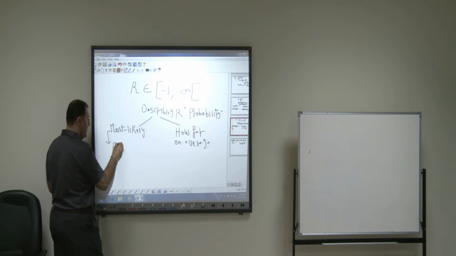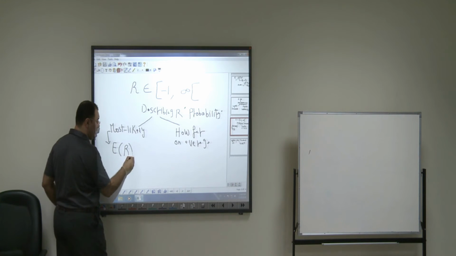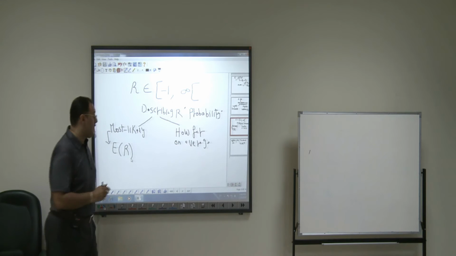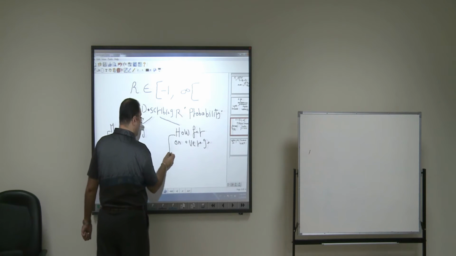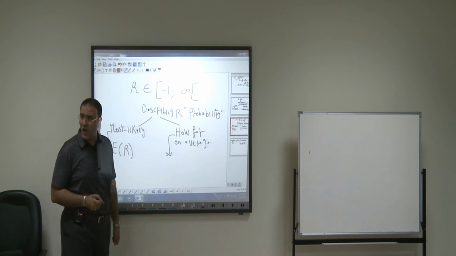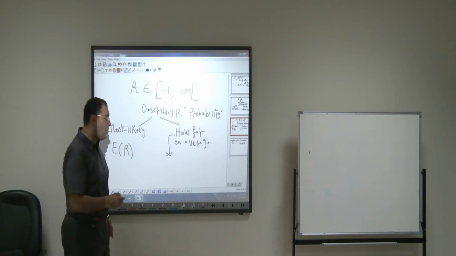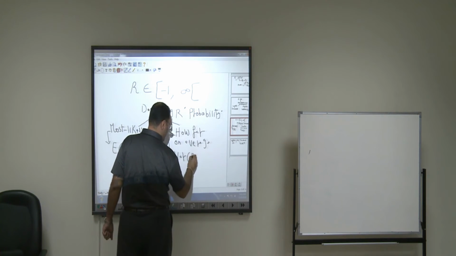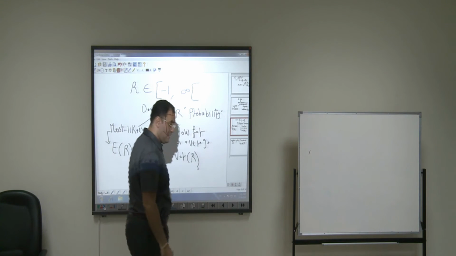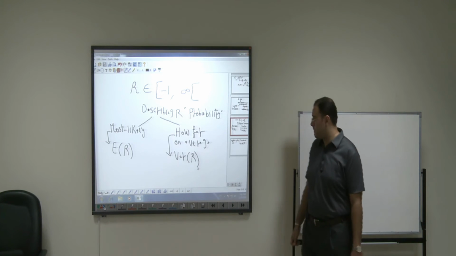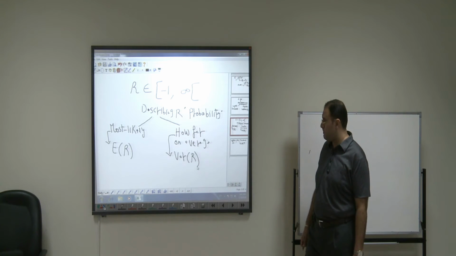The most likely outcome is what we call the expected value of R. And how far on average we're going to be from it is what we refer to as the variance of R, Var R, or the variance of R.